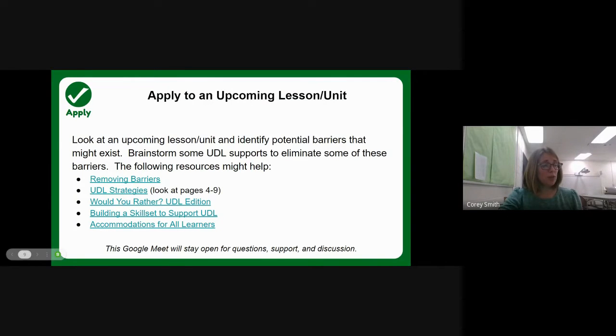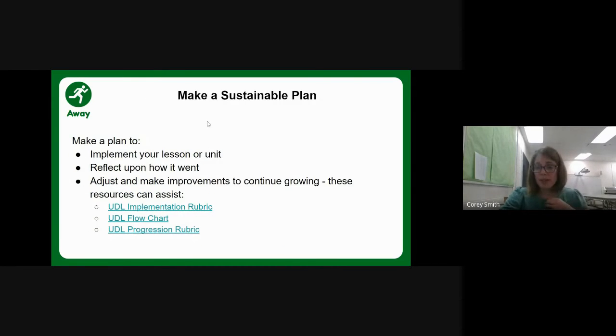I will point out this UDL Strategies and this Would You Rather UDL edition are really great because they specifically list potential barriers that students might find. So if you're really not sure what barriers might pop up in a lesson, these are good resources to look at. We always want to make a sustainable plan with our work. If you're looking at a lesson, what are you going to do with it? You then want to reflect on how the lesson went, and make adjustments and improvements. I've provided some resources of rubrics and flowcharts to help that progress.